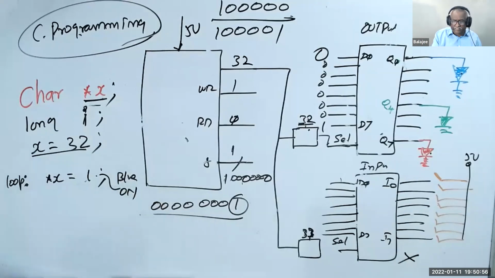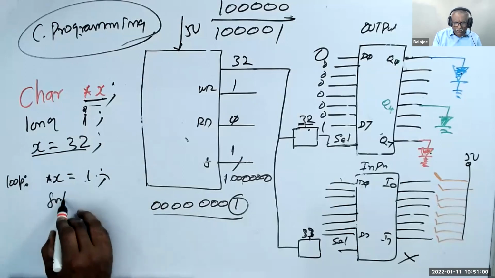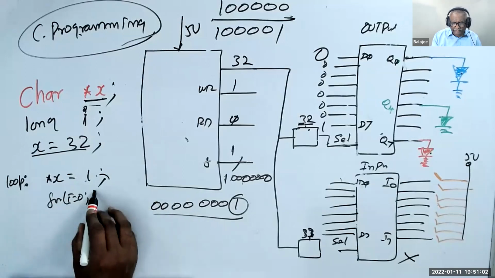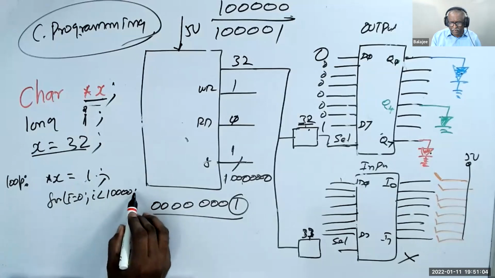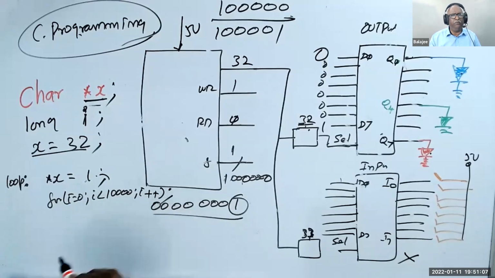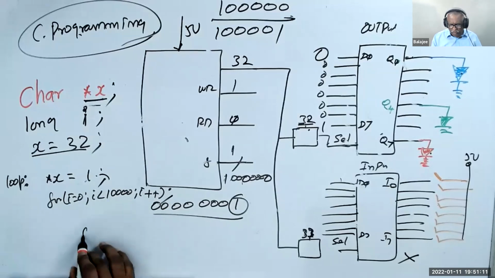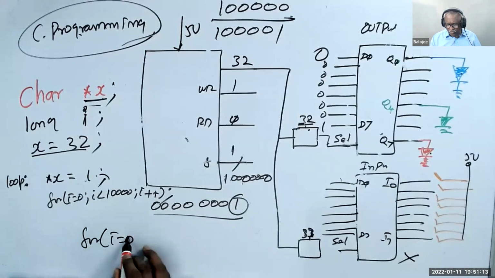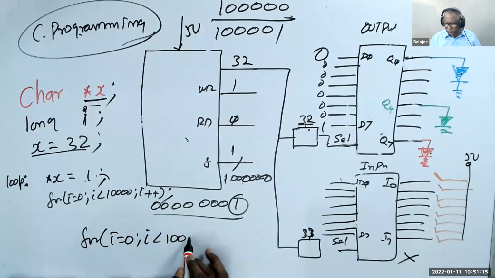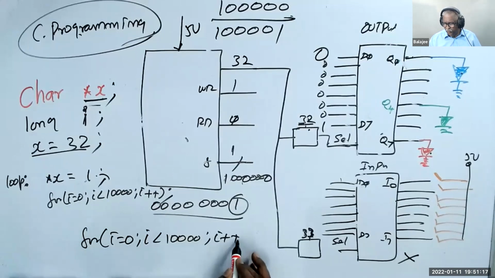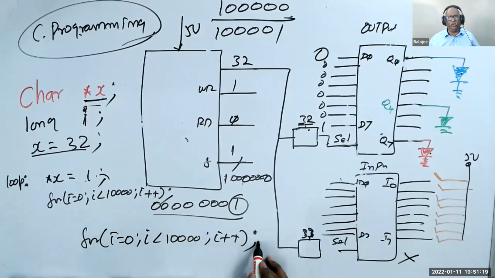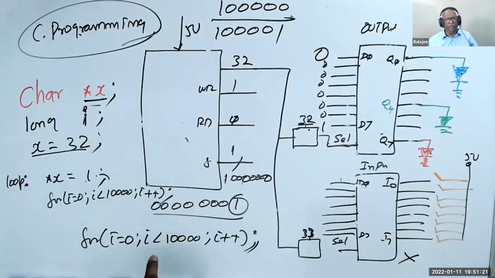I'll say here next line, what I do here is very simple. For I is equal to 0, I less than 10,000, I plus plus. What I'm doing now? Can you tell me now? If I write a program like this, for I is equal to 0, I less than 10,000, I plus plus, semicolon here. Can anybody tell me what is exactly the meaning of this line?